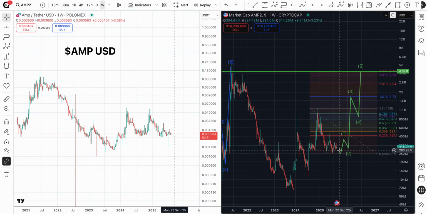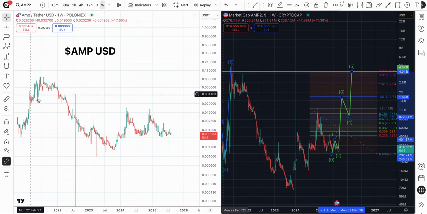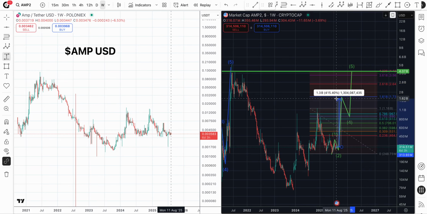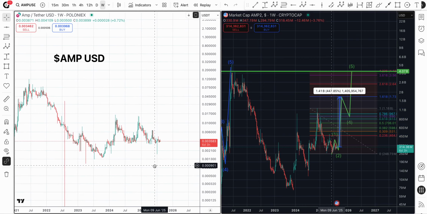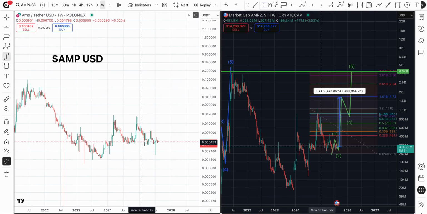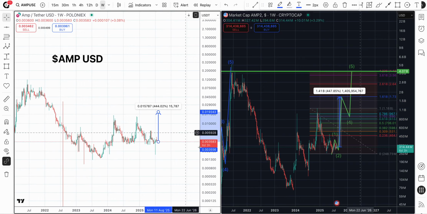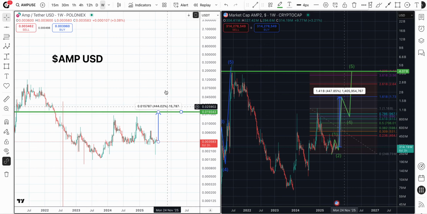So this is what I would be looking for, okay? Waves 1 and 2, again, already done. Wave 3. Now, where's that at? From the current price level, we're saying that's about a 447% move, or a 5.5x. So I got to take 447 from here. Where does that take us? Right around there, just shy of 2 cents. 1.94 cents, we'll say. Right there.